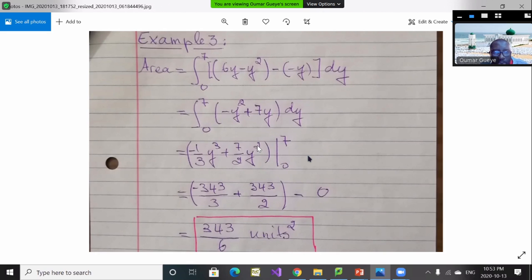And when you use the power rule, you will get the antiderivative. You calculate it at 7, it is going to be 343. And at 0, you get 0 here. And after calculation, you will get 343 by 6 unit square. Any question?